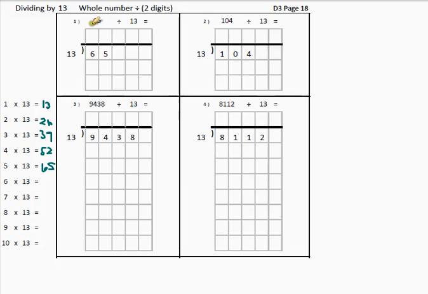And if we look at the first question here, 65 divided by 13, we can already see it's 5. 13 goes in 6, it cannot. 13 goes in 65. 5. 5 times 13 is 65. We take away and we have no remainder. My answer is 5. Okay?